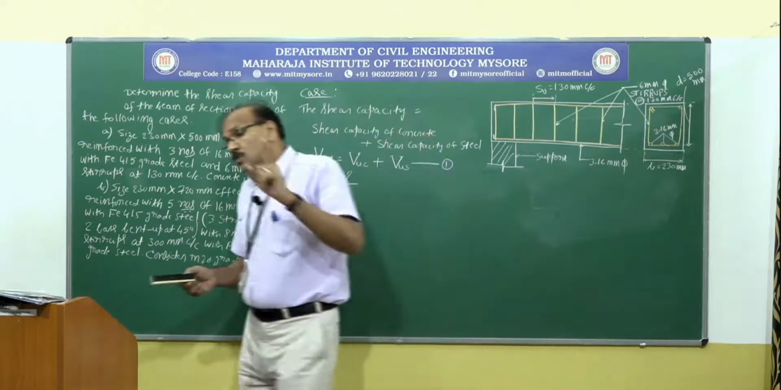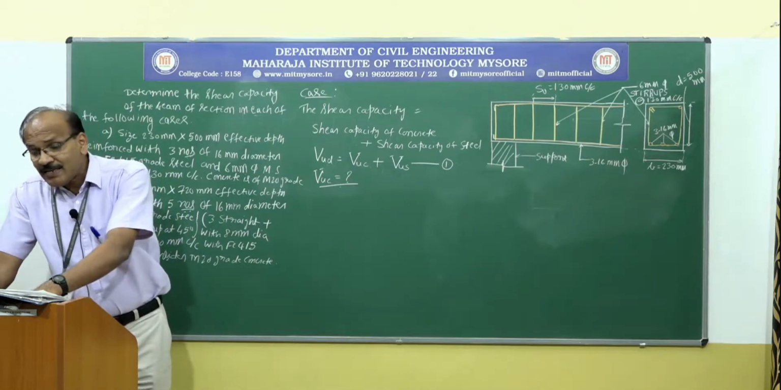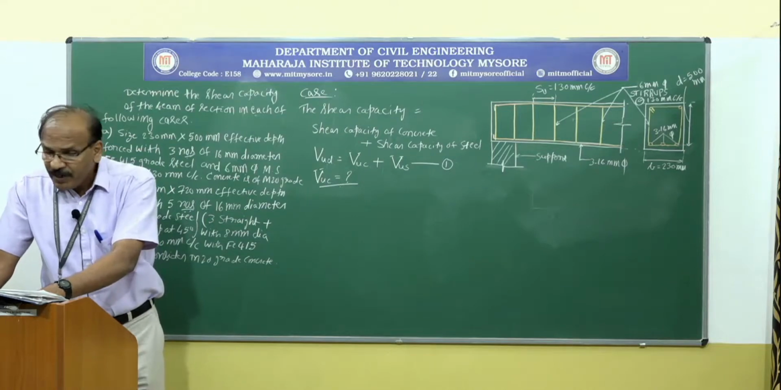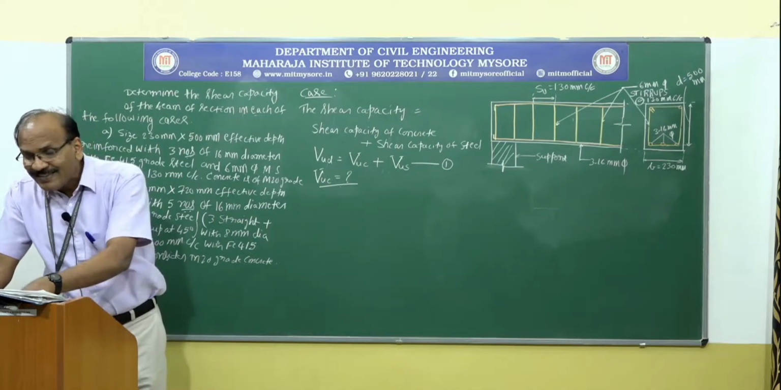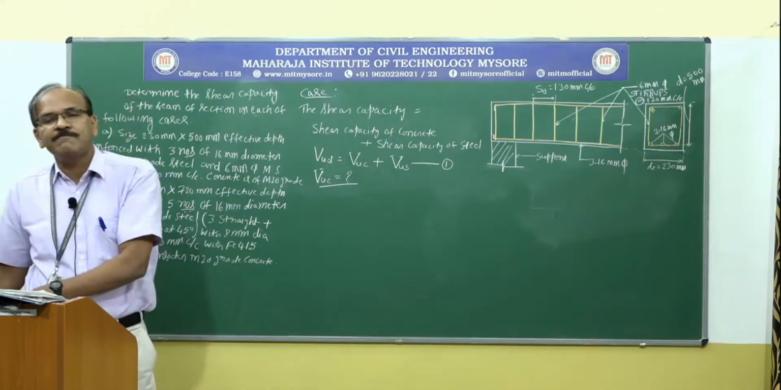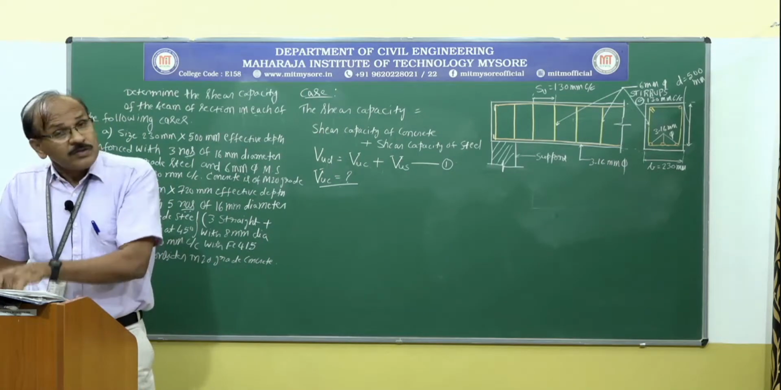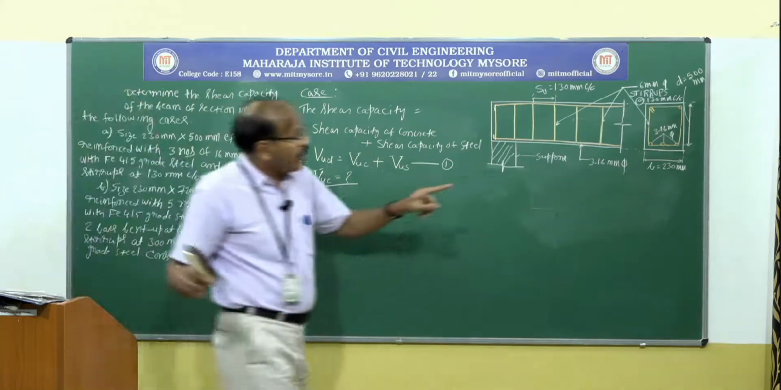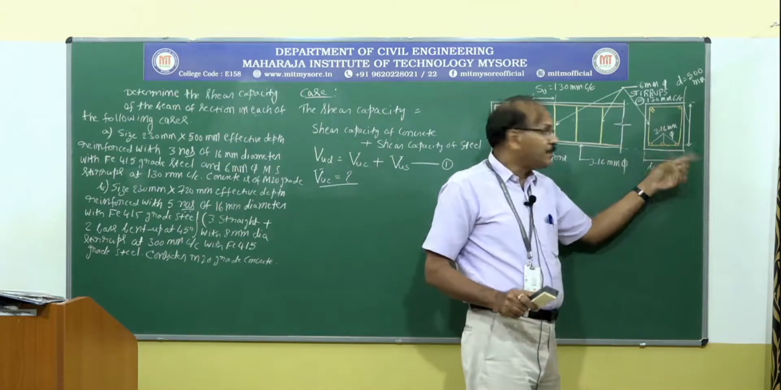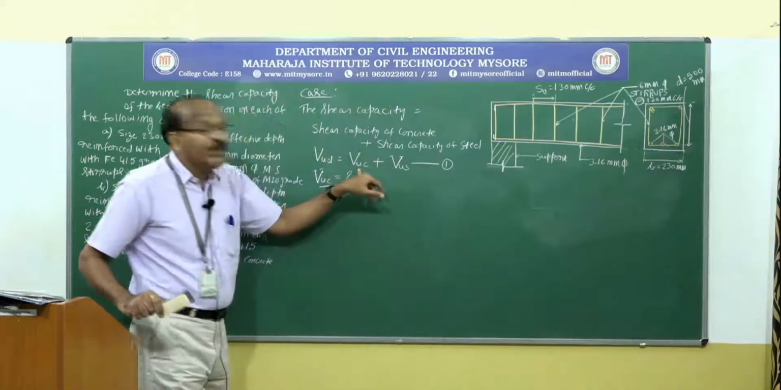Is it clear to you? For example, if I take 100 AS by BD equal to 0.75, and I am using M20 concrete, then the shear strength of concrete is 0.56 Newton per millimeter square. Is it clear to you? So 0.56 Newton per millimeter square multiplied by the effective area, which is the width multiplied by the effective depth, will give you the value VUC.